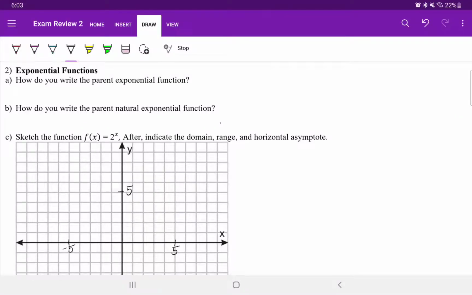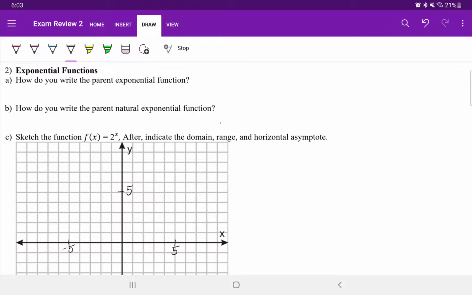All right, guys, this is part 2 of the review sheet, which is exponential functions. This is kind of an overview on how we graph an exponential function, as well as analyze the domain, the range, and what is known as the horizontal asymptote. Now remember, an asymptote is a line where the function approaches but does not touch.